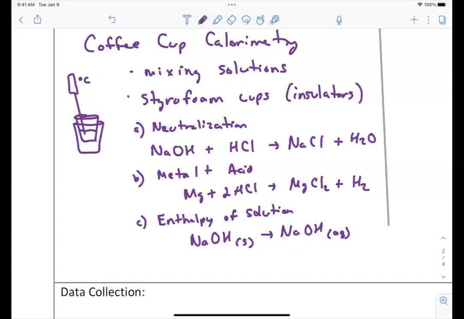Questions on that? Because it's dissolving in water. So you're not melting it, you're just putting a solid in water to dissolve it.